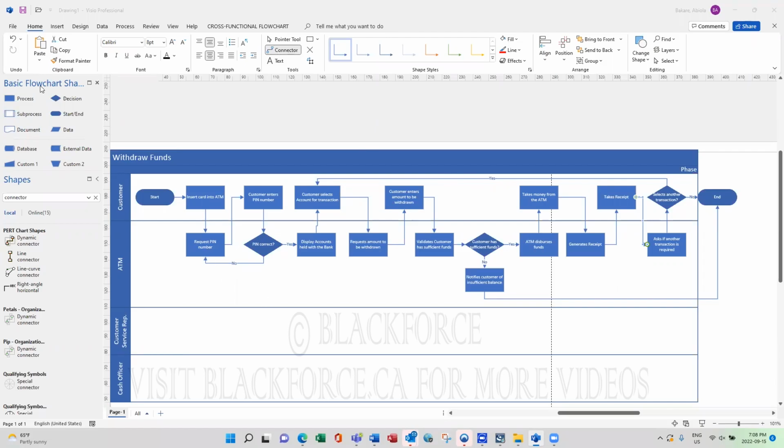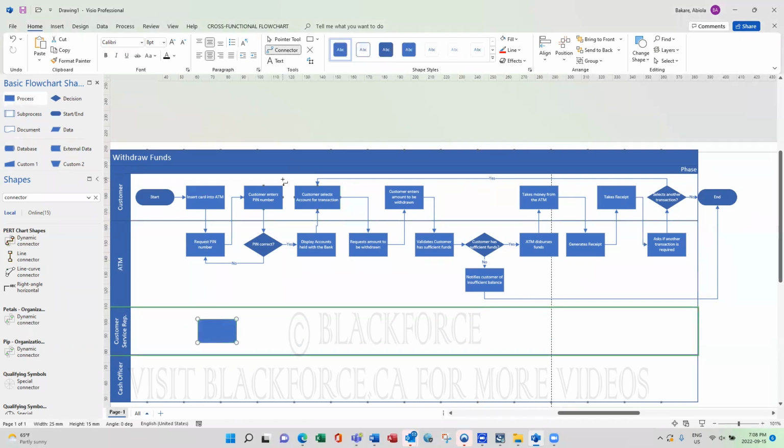Okay, so PIN correct. If that's a no, it's going to request the PIN number again. That's what we're saying here. So the customer enters the PIN number here, and if the PIN is correct, it goes to yes; if the PIN is incorrect, it goes to no. But now the customer has entered an incorrect PIN number 5 times.